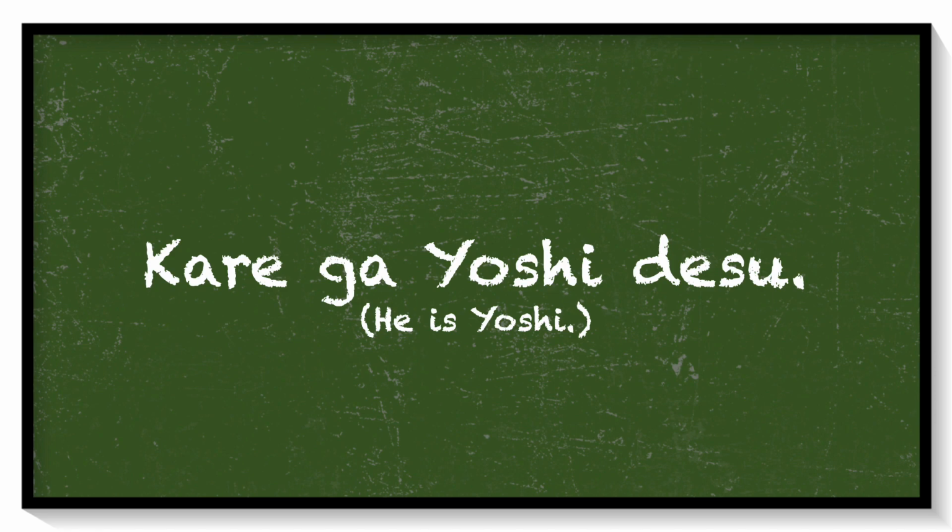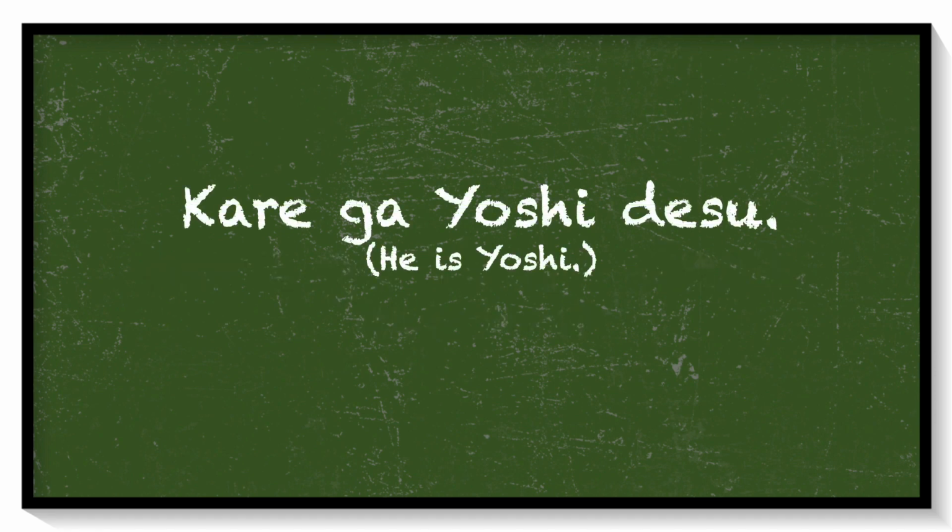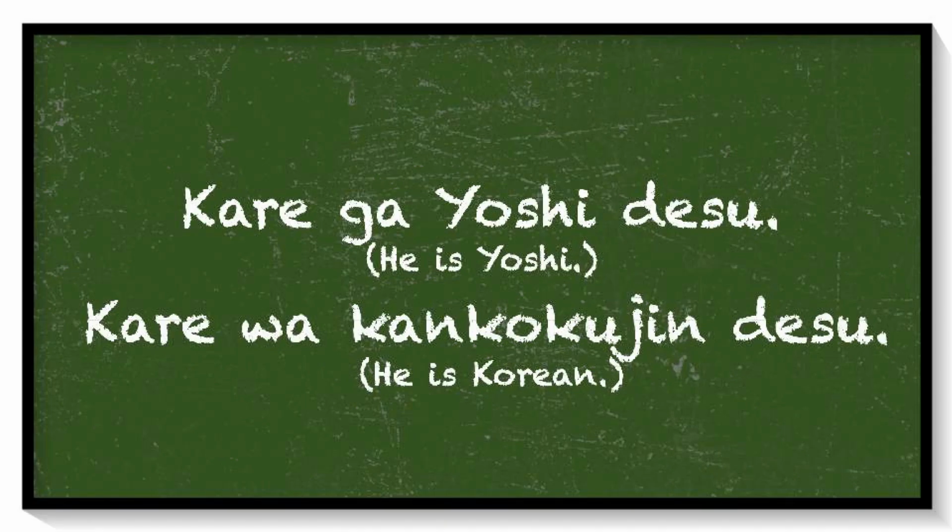For example, 彼がよしです。 彼は韓国人です。 Always remember that particle ga is used when the word it follows is a new subject of which the listener is not aware, while particle wa is used when the word it follows is a topic that the listener is aware of.